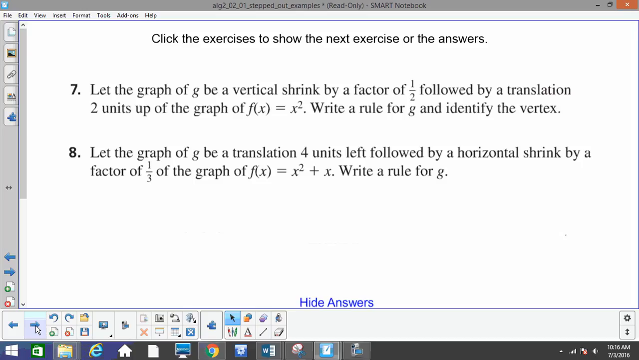All right, we're getting towards the end here. Again, I would probably pause. Try these two out on your own. If you get them, you understand what's happening. So go ahead and pause, try them. Check your answers in just a minute.